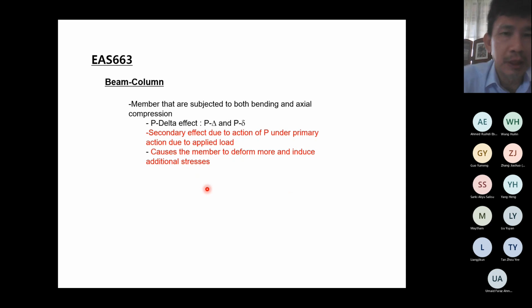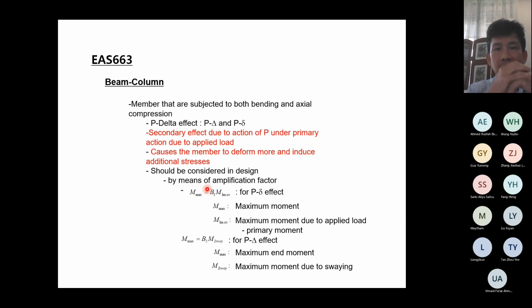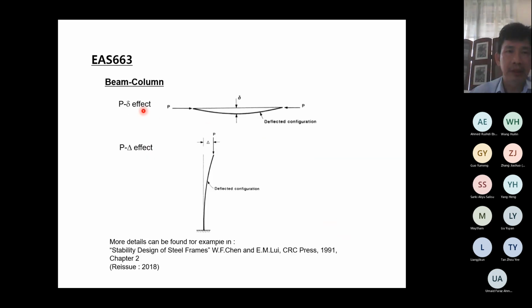So when you hear the words P delta and P delta, this is the effect of having axial load P acting on a member which is subjected to load causing bending. Bending is the primary action, P is the secondary. Okay. Without bending, you won't get P delta effect. Only when the member is subjected to load causing bending will you get P delta effect. Now, this should be considered in design, of course, by knowing what the amplification factors are that we need to account for. As summarized here, and we have seen also, this is taken care of by using the appropriate amplification factor.